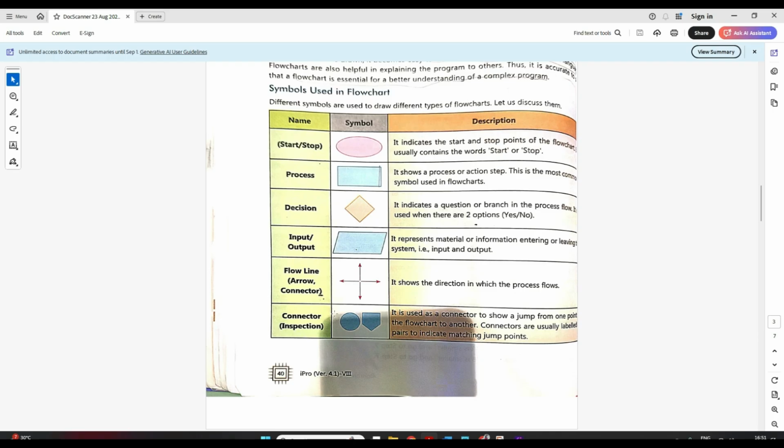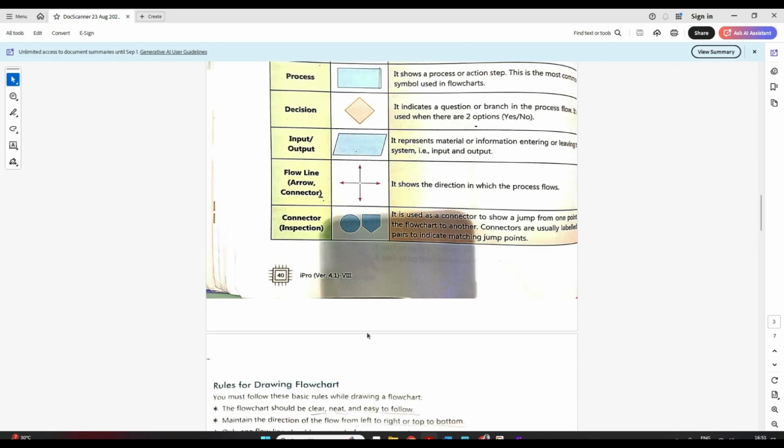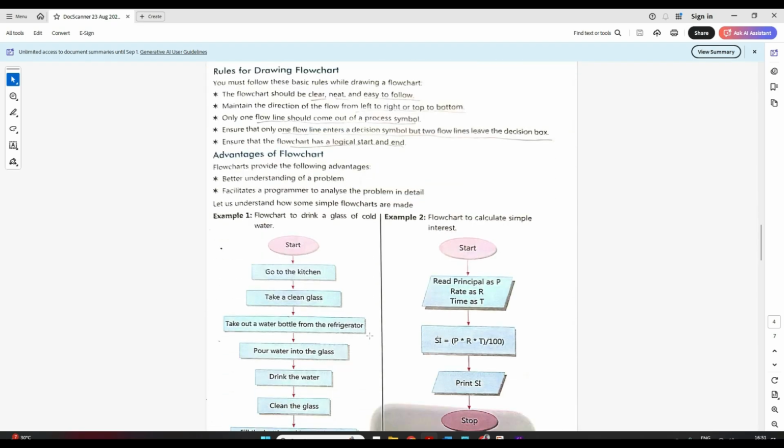And lastly we have the connectors. These connectors are basically used when you have a very big flowchart, like you have a flowchart here and then it's spanning around to the next page also. To connect from the end of one flowchart to the other, we use these connectors. Clear?